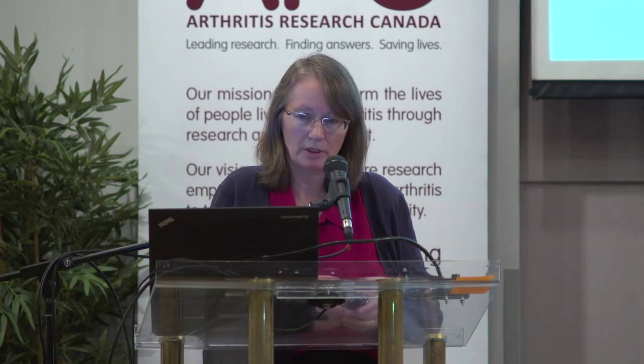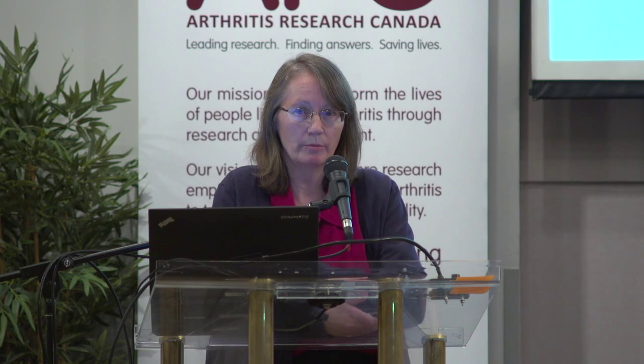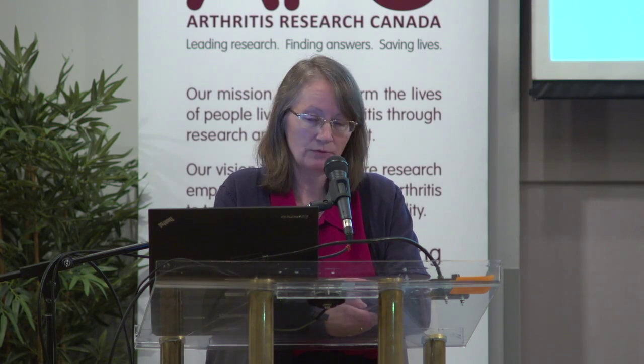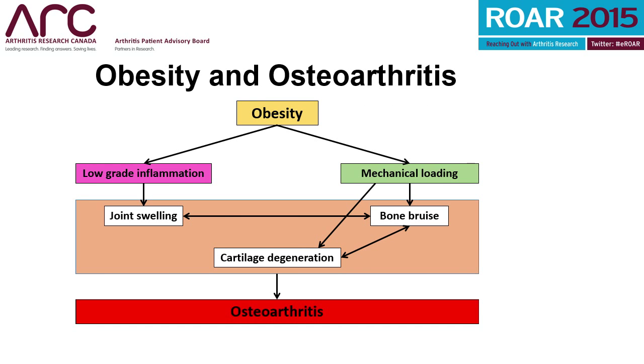So what do we know about obesity? Well, it is a known risk factor for the development of osteoarthritis and for the progression of disease, and we've known that for many years with X-ray studies. But what we understand much better now is that this occurs through 2 mechanisms. So there's the mechanical loading of the joint, which makes sense. The more weight you put on, the more pressure you're putting on that joint. But the second mechanism, and I think it's equally important, is that you get low-grade inflammation of the joint, which manifests as knee swelling.